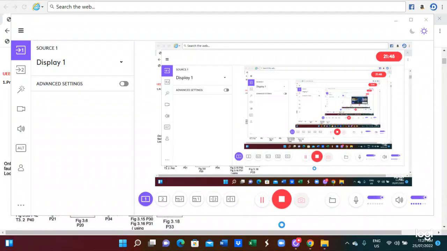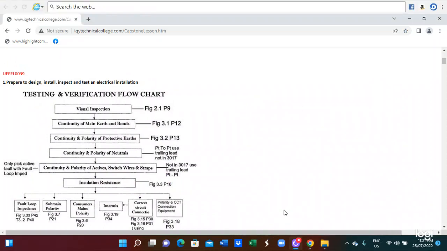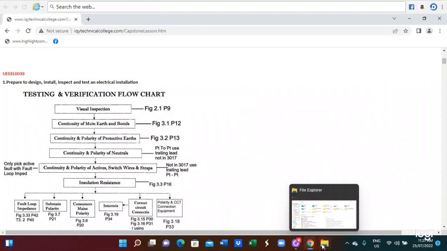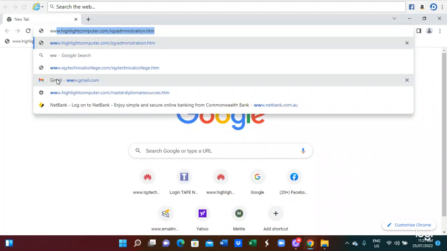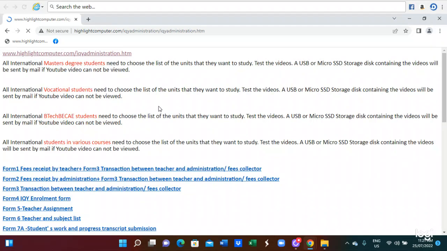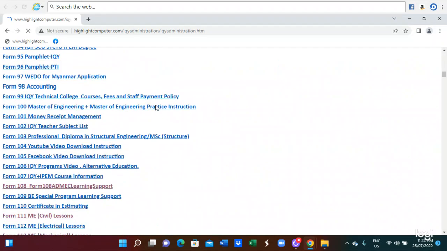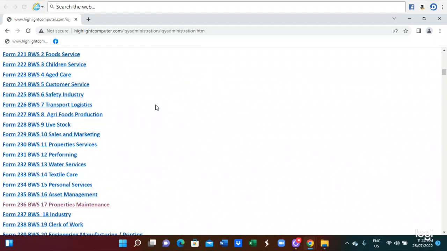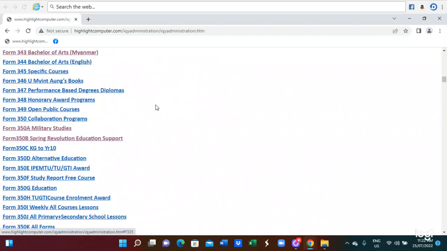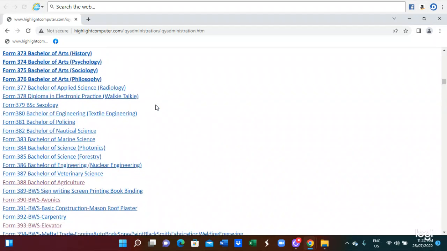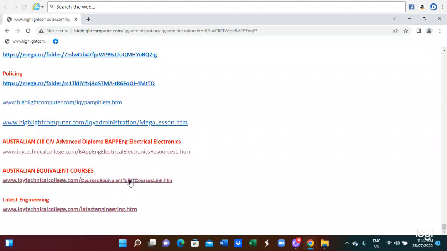So I'm talking about the protective bonding conductor, how the protective bonding conductor needs to be connected, and how to test the protective bonding conductor. We can see this step in this video. Now I'm talking about how to do the measurement and the verification testing of the protective bonding conductor. There are other videos for these tests too, so you can also look at more videos.